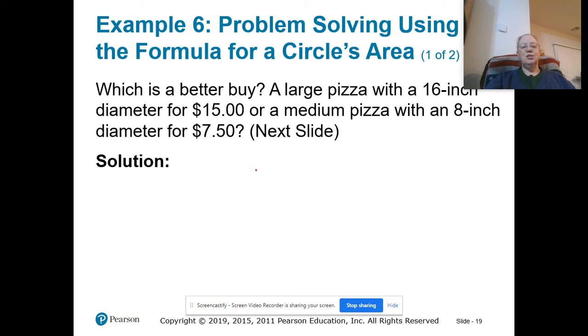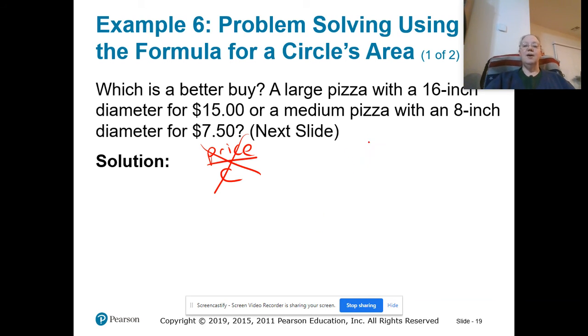So I want you to be careful with this. Be really careful with this, because everybody, I don't know why, but everybody who does this problem always figures out the price per circumference, which is wrong. It's not. It's price for the area.